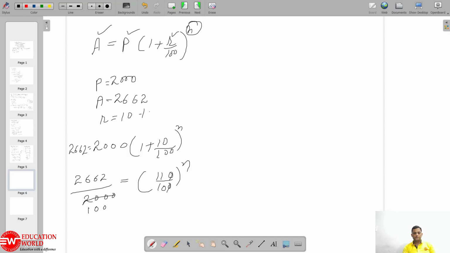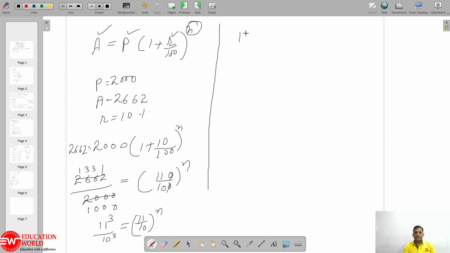You can cut with 2. You see 1, 3, 3, 1. So this is the cube of 11 and this is the cube of 10. So 11 by 10 cubed. Here we are almost close to the result, because whenever it is a power of 11 or 10, it means we are at the nearest position. So 11 by 10 to the power 3, and now comparing powers, n will be 3 years.